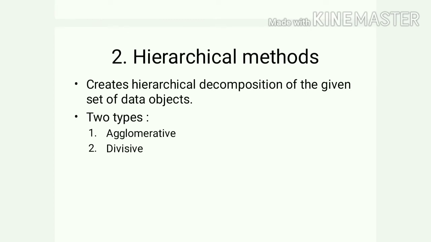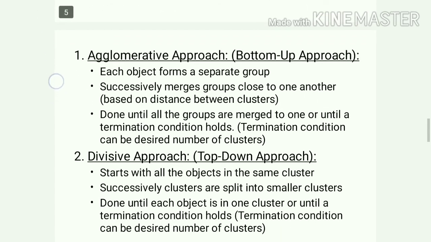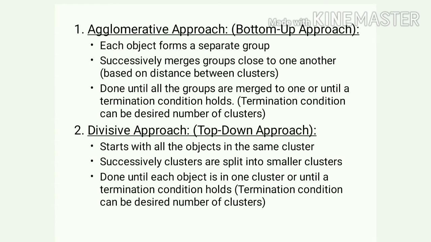The hierarchical method means a tree like structure. It creates a hierarchical decomposition of a given set of data objects. It has two types: the agglomerative and the divisive. The agglomerative approach, or bottom-up approach, means merging. Each object forms a separate group, and it successively merges the groups that are close to one another, based on the distance between the clusters.